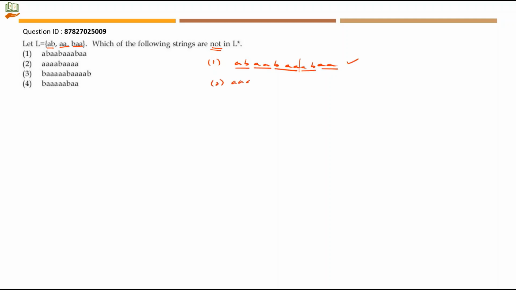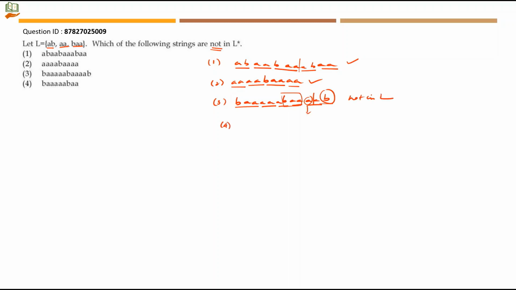Second one, we have 4 A's, single B and 4 A's. So let's take AA, then we have BAA, then AA. So the second one is also present in L. Third one, we have single B, 5 A's, single B, 4 A's, and then another B. So BAA, then AA, then AB, again AA, then AA, and B is left out here. Even if you take this to be AB, then this A will be left out. 3 is not in L.